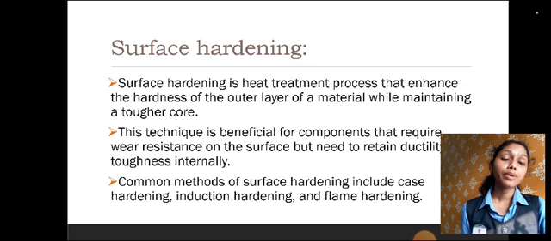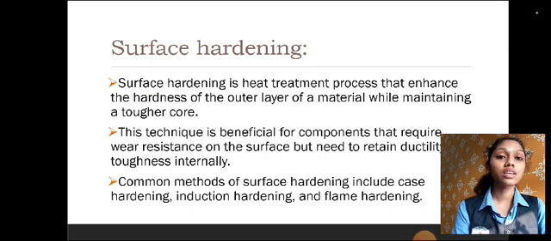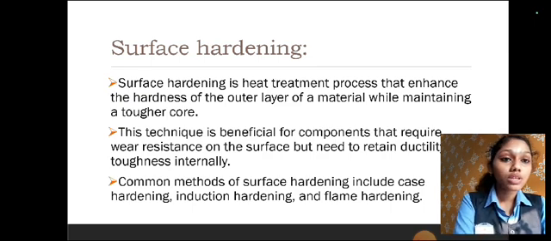Surface hardening is a heat treatment process that enhances the hardness of the outer layer of a material while maintaining a tougher core. This technique is beneficial for components that require wear resistance on the surface but need to retain toughness internally. Surface hardness is largely divided into several types.